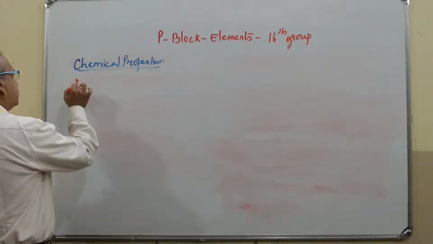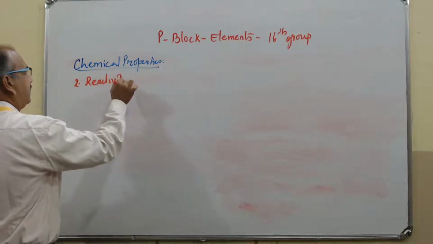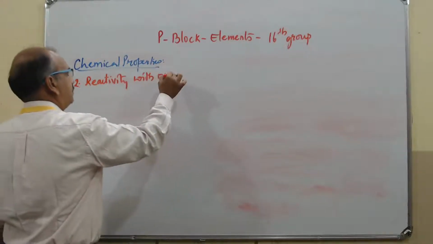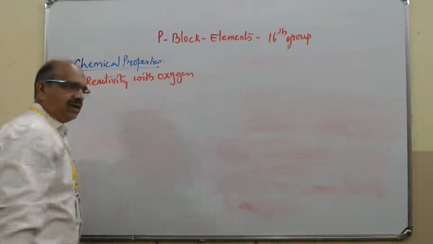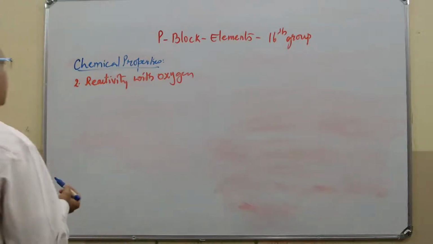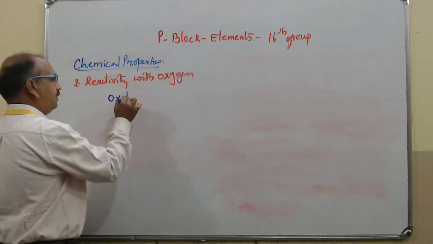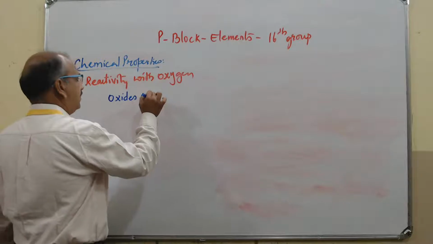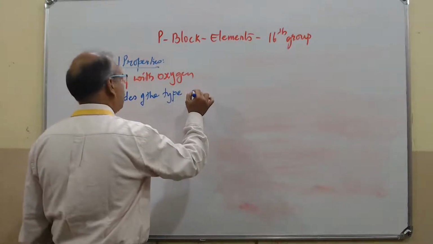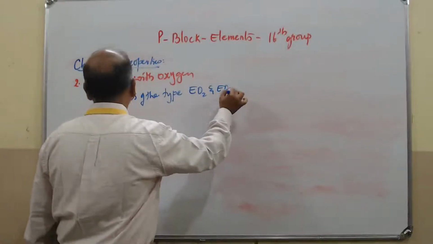Reactivity with oxygen, second point. How does it react with oxygen, and what types of molecules does it form? All these elements form oxides of the type EO2 and EO3.